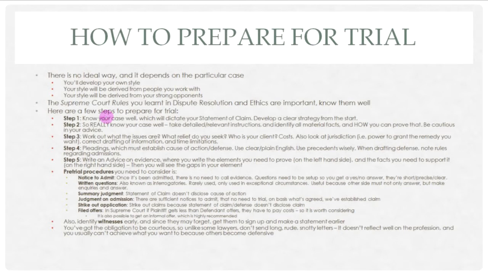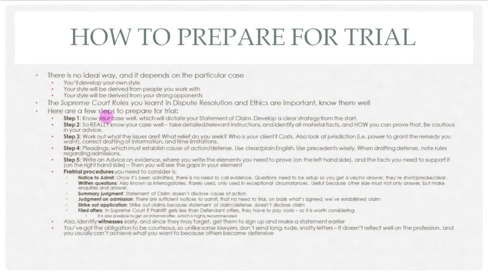Written answers. These are also known as interrogatories. They're rarely used, only in exceptional circumstances, usually because the other side may not only answer, but they also may make inquiries and answer. And you've also got summary judgment, which is where a statement of claim doesn't disclose the cause of action, as I discussed previously. Judgment on admission, which is that there is sufficient notice to admit, and there's no need for trial on the basis of what's agreed and we've established a claim.